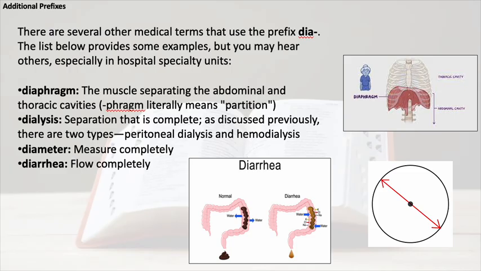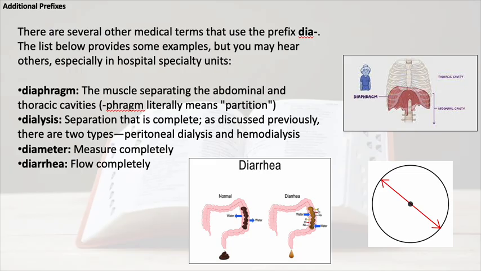There are several other medical terms that use this prefix dia. This provides some examples, but in hospital specialty units and in hospital settings, there are many different terms using dia. So diaphragm, we've talked about the muscle separating the abdominal and thoracic cavities, that physical separation structure. Fram literally means partition, actually. Dialysis, we talked about hemodialysis previously. Dialysis itself is separation that is complete. And we saw the different types previously, peritoneal dialysis and hemodialysis.